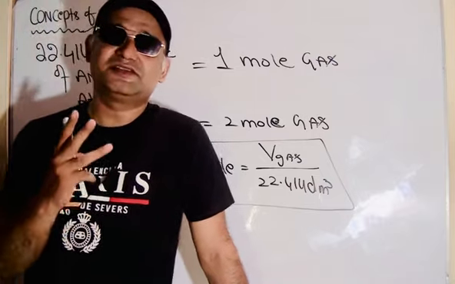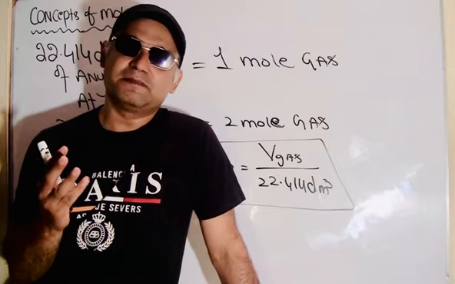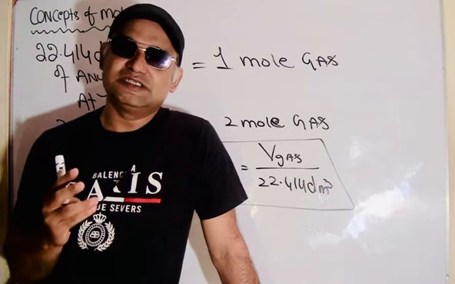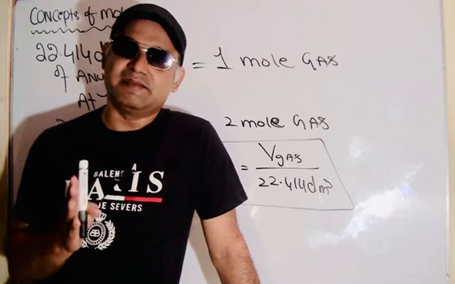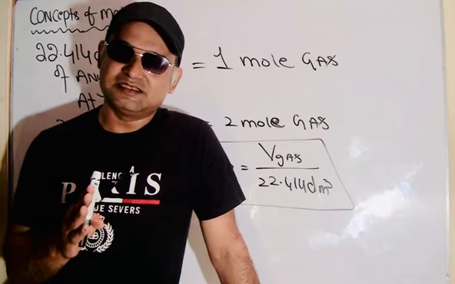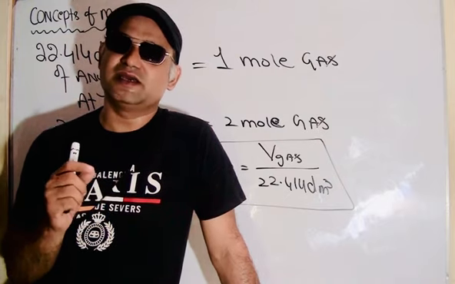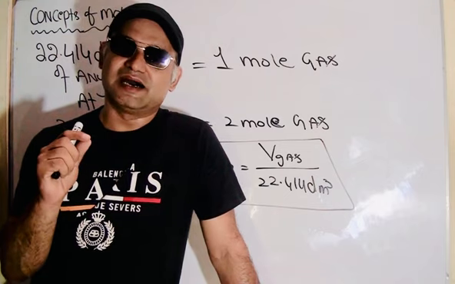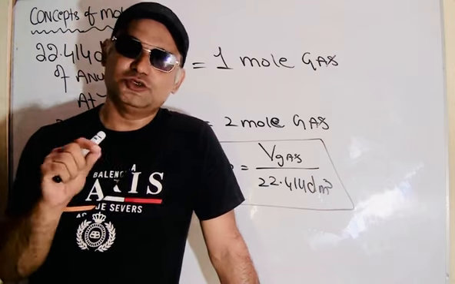So we discussed the three related concepts of mole. First we discussed the mass related concept of mole. There are four mass related concepts of mole: gram atoms, gram molecules, gram formula, and gram ions. And there is one formula which is the sum of all these formulas: always divide the given mass by molar mass to convert the mass into moles.